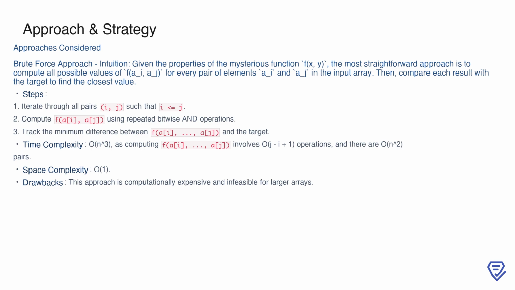The repeated computations for overlapping subarrays result in a time complexity of n cubed, as we're iterating through pairs and then performing multiple operations for each one. Additionally, it has constant space complexity. While straightforward, it becomes infeasible for larger input sizes due to its inefficiency.